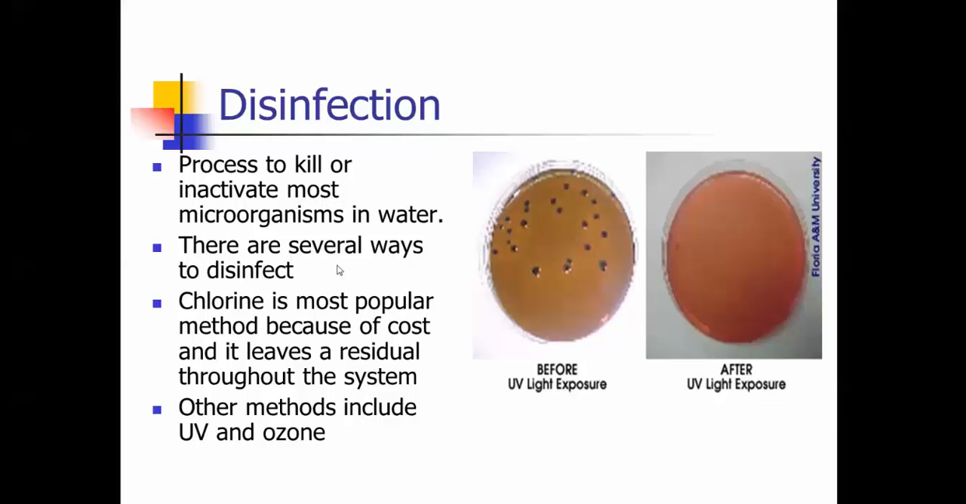There are several ways to disinfect, but chlorine is the most popular because it leaves a residual in the system and they can monitor it. If there's a residual in the system, generally the water is either clean or there is a residual of chlorine left there to kill any bacteria that might enter the system. So it's the most popular. There are other methods that include UV and ozone. Obviously UV, which is done through light, does not leave a residual. Ozone leaves a slight residual, but it dissipates quite rapidly.